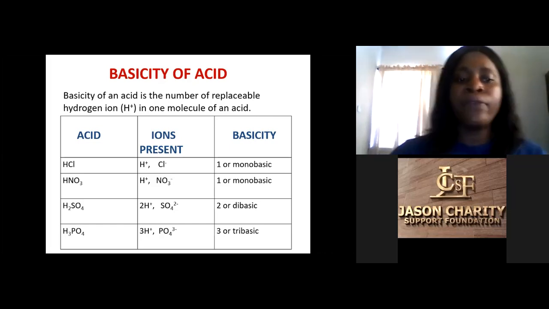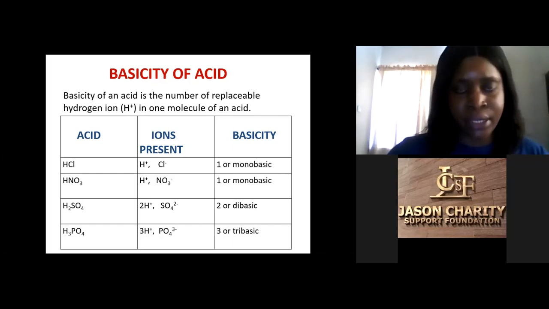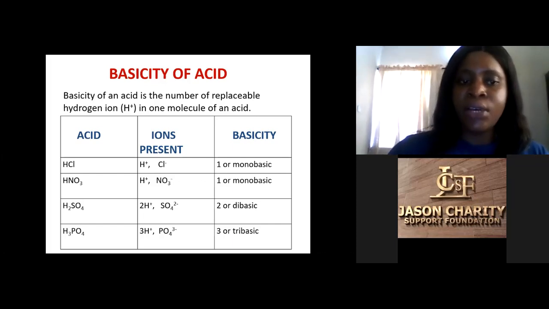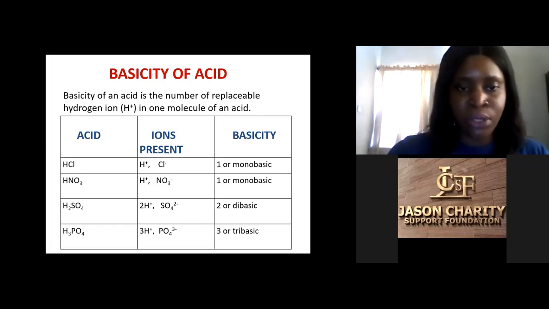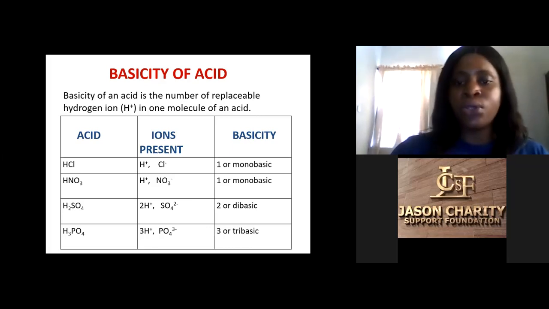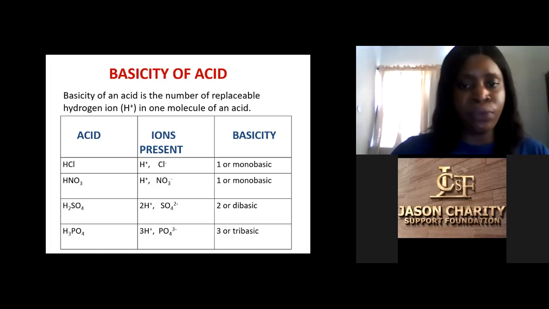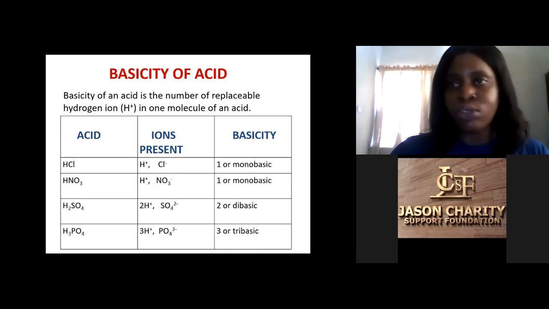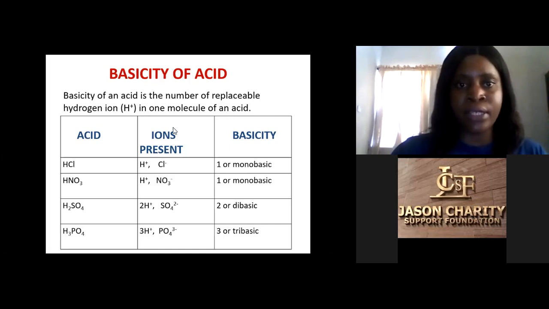Now we also have the tetraoxosulfate 6. As you can see, it contains 2 ions of hydrogen when it undergoes ionization. So therefore, the basicity of tetraoxosulfate 6 is 2, and therefore H2SO4 is dibasic. It is dibasic.